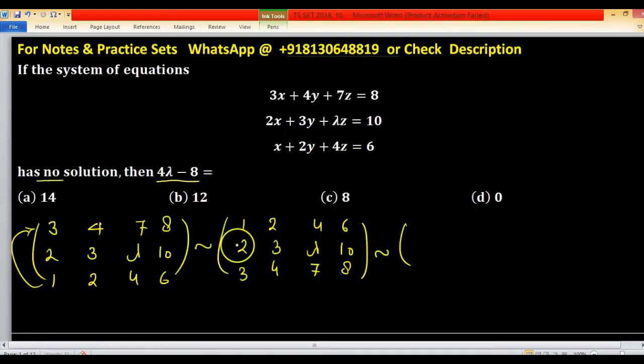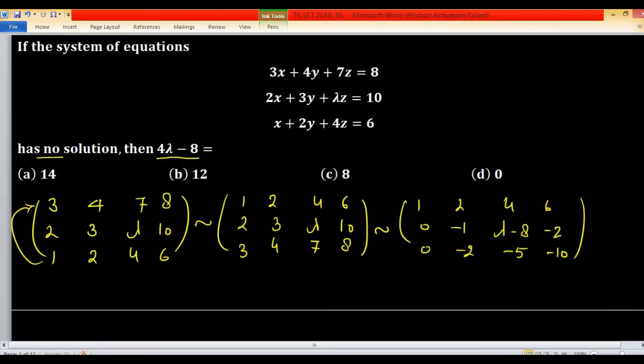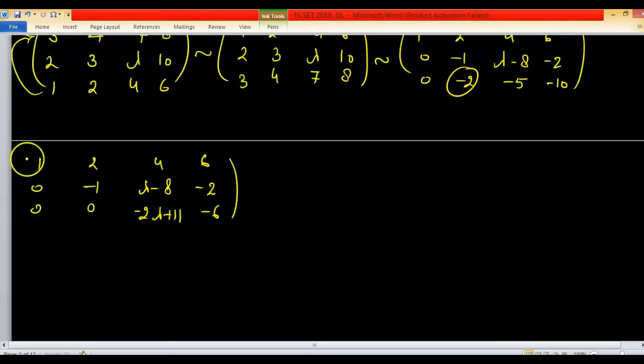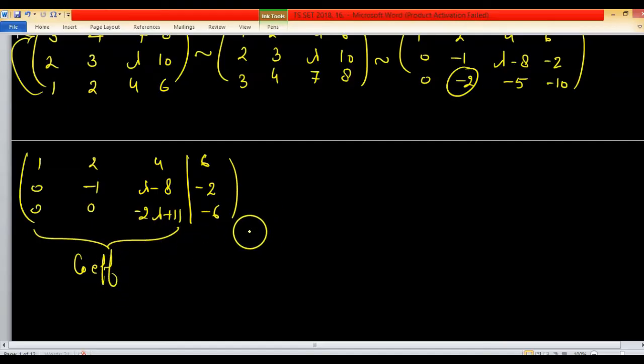Apply elementary row operations to make a 0 under 1. 1, 2, 4, 6; 0, minus 1, lambda minus 8, minus 2; 0, minus 2, minus 5, minus 10. So this is our equivalent matrix. Now again apply an elementary row operation to make this entry 0. We have the first row as 1, 2, 4, 6, the second row 0, minus 1, lambda minus 8, minus 2, and 0, 0, minus 2 lambda plus 11, and minus 6. So this is our coefficient matrix, and the complete one is the augmented matrix.